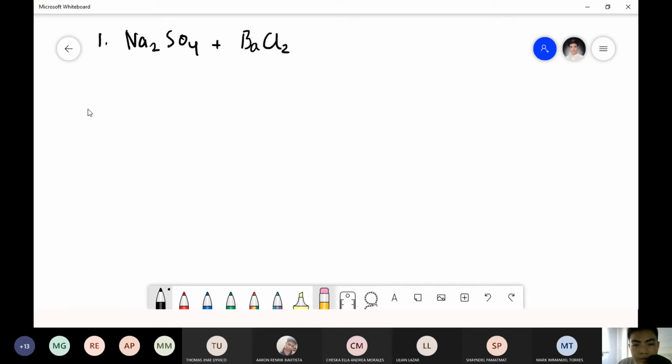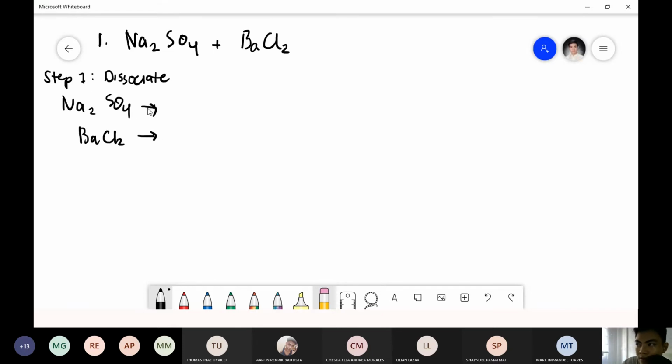Okay? So, there are just several steps that you need to take. So, step 1, dissociate. You dissociate your reactants. So, Na2SO4, BaCl2. So, ano yung ions na pwede mo magawa? You do reverse crisscross. Na+, SO4 2-. For barium chloride, you do the reverse crisscross. Barium 2+, Cl-. So, that's the first step. You separate them into individual ions.